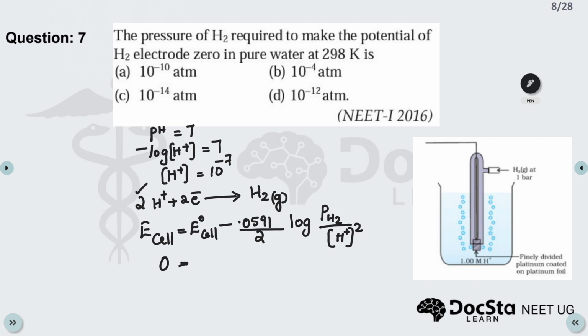E0 cell എന്ന് പറയുന്നത് സ്റ്റാൻഡേർഡ് ഹൈഡ്രജൻ ഇലക്ട്രോഡ് ആയതുകൊണ്ടാണ് ഈ സെൽ വാല്യൂ 0 ആയത്. E0 cell also is 0 minus 0.0591 by 2 log pressure of hydrogen divided by concentration of H plus. We have already determined that is 10 to the power of minus 7. So 10 to the power of minus 7 the whole square.